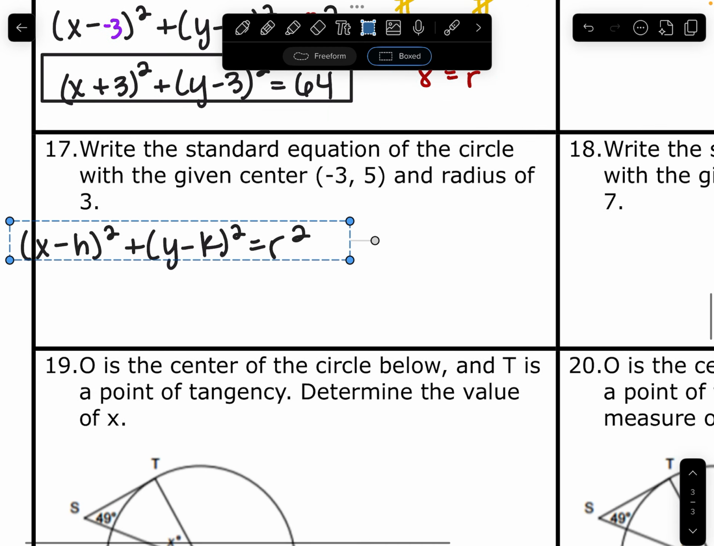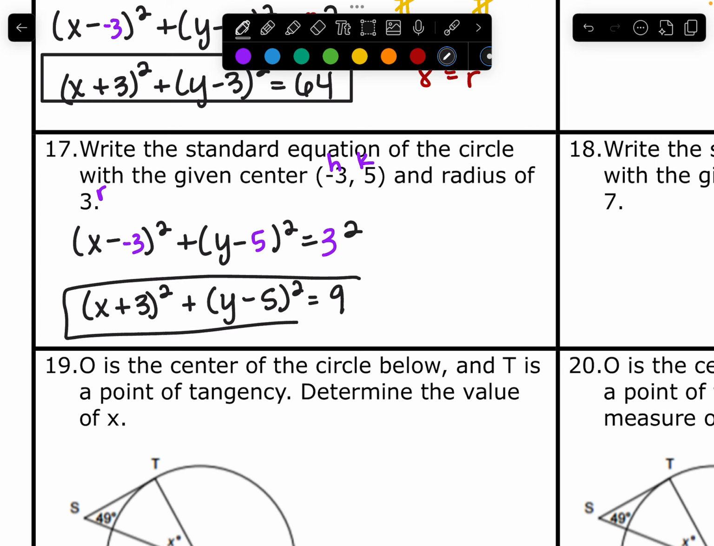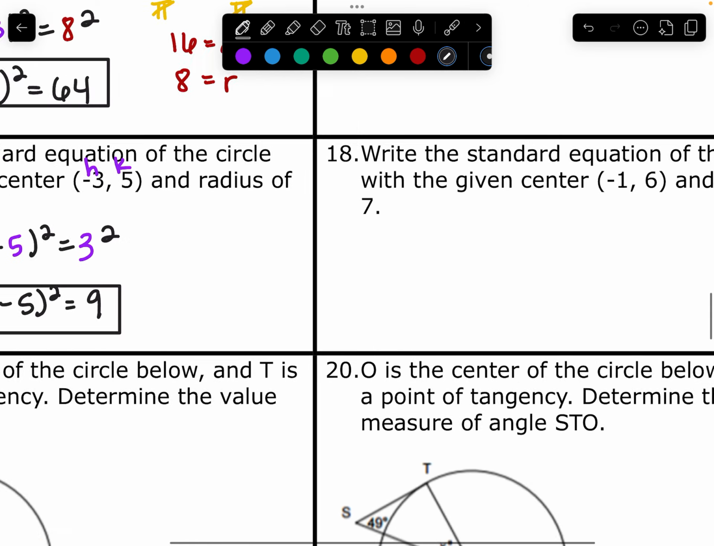Okay. So again, we're just going to take this and we're going to plug in what we got. So that's going to be h, that's going to be k, and of course that's r. So h is −3, k is 5, r is 3, and let's clean it up. Double negative means positive or plus, so it's going to be (x + 3)² + (y − 5)², and that's going to equal 9. When you square the 3, you get 9. Try number 18.